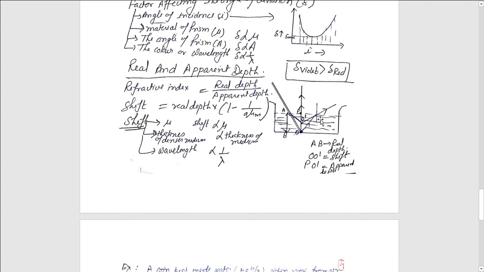It means from water to air, away from the normal. Produce this ray backward. It will intersect. It means this point O shifted to O dash. So it will bend here and it appears to be here. It means AB is the real.